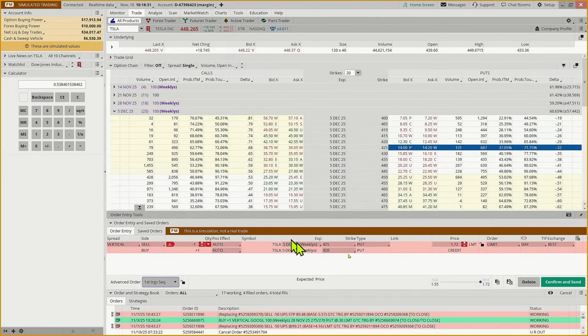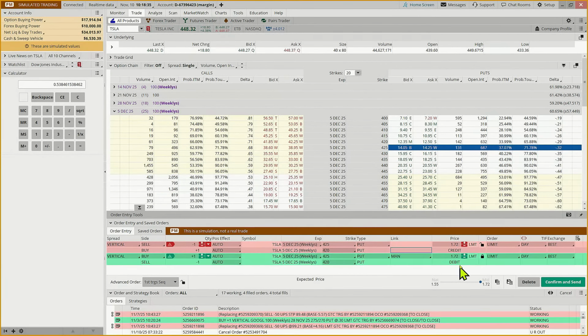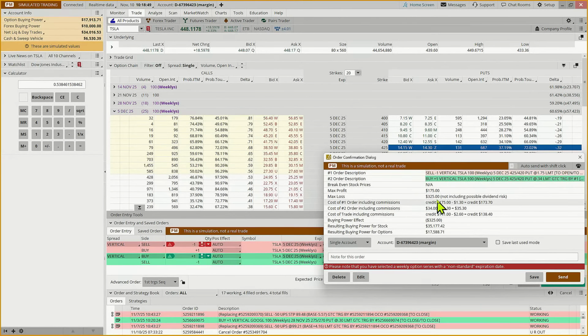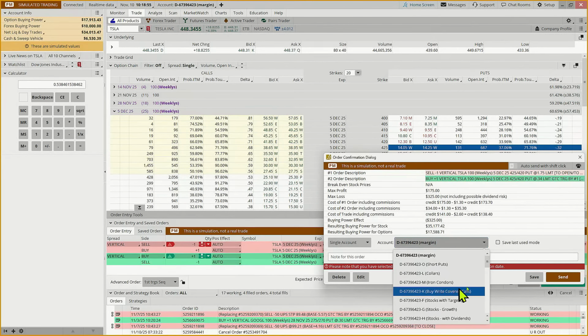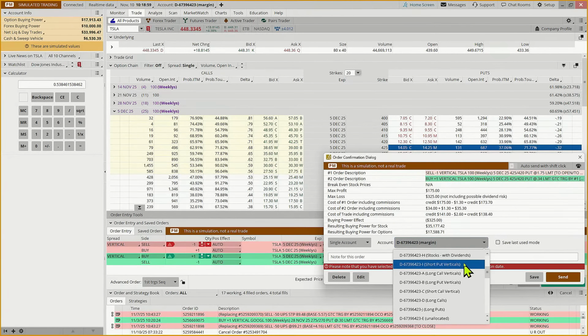First trigger sequence, right click anywhere on these two lines, create an opposite order. We're going to say when this is worth about 34 cents, or 80%, buy it back. And again, how many of these are we doing? 1. Why? Because we're risking 325. So this is going in our short put vertical bucket.